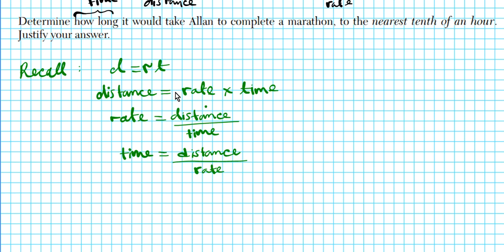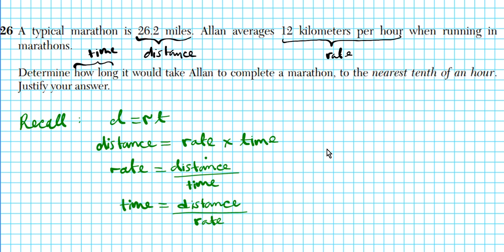Okay, so since we have the formula identified, let's go ahead and solve it. We're looking for time, so we're going to be using this formula right here. Time is equal to distance divided by rate. Okay, so what is our distance? Our distance is 26.2 miles, and our rate is 12 kilometers per hour.